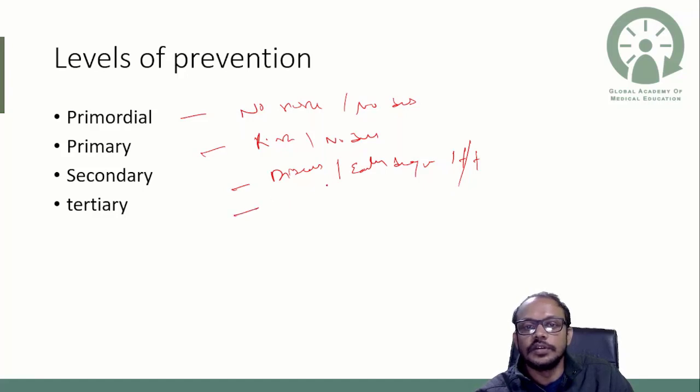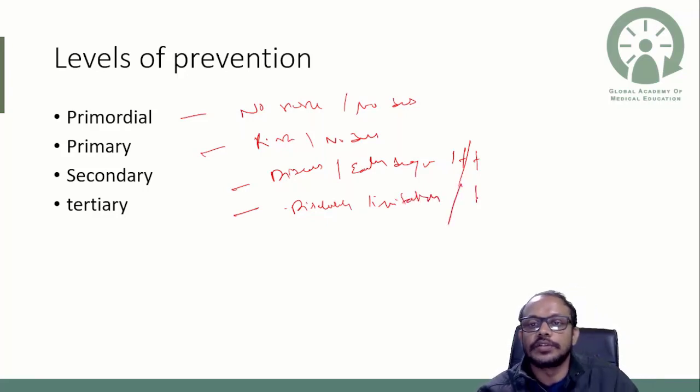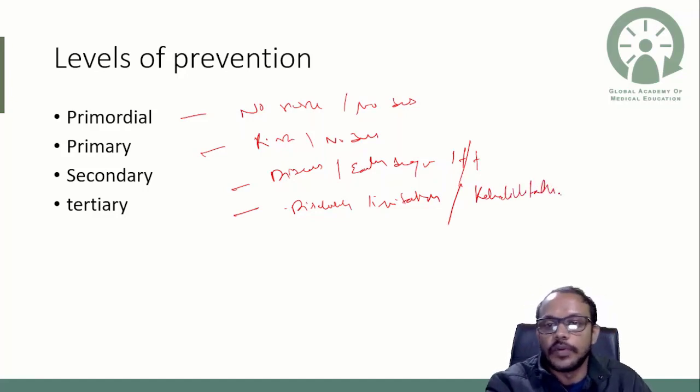In the tertiary, the disease is fully blown, the disease is there, and you are doing something to reduce the disabilities, okay. So disability limitation and rehabilitation, okay. Okay, these are the levels of prevention, okay.